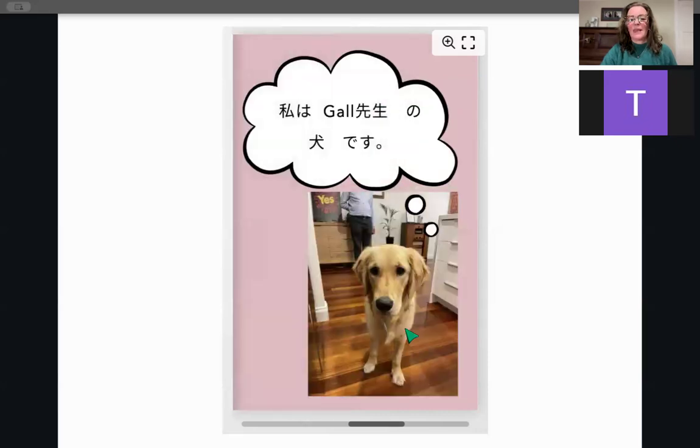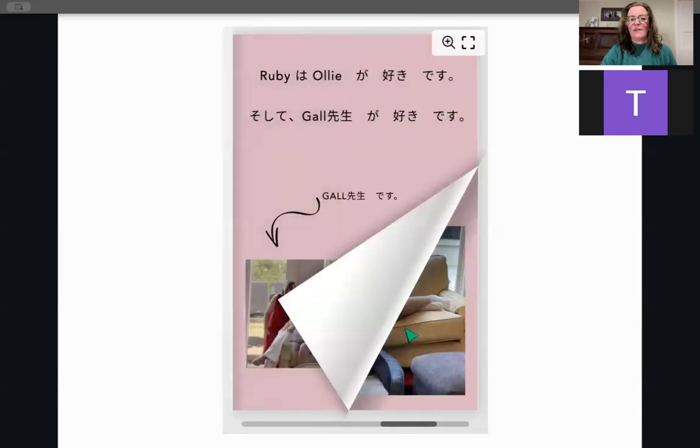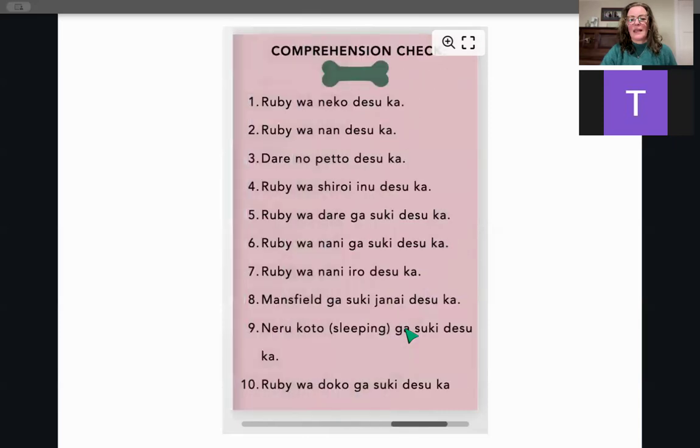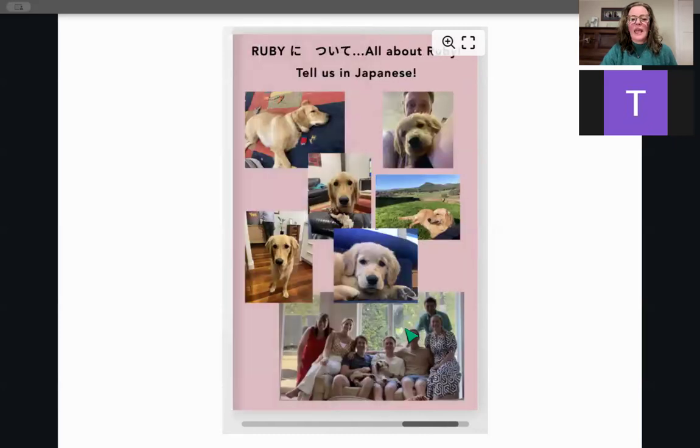Okay, so here we have the story, and then there were some comprehension checks. These are in Romaji. And as I said, there was a lot of buy-in with the students there. And for an oral task, Ruby ni tsuite, just an opportunity for the students to share what they can using these visual prompts.